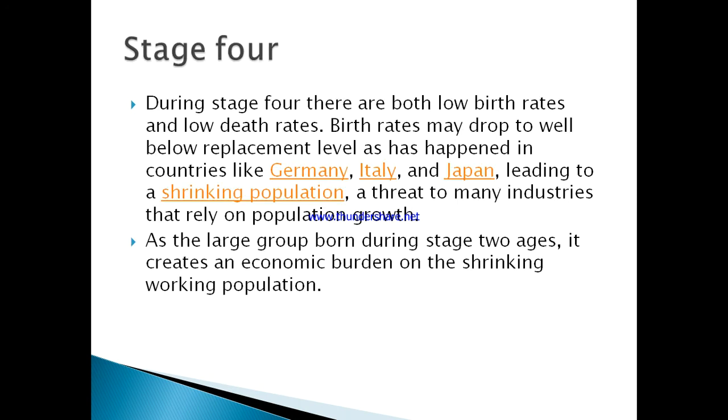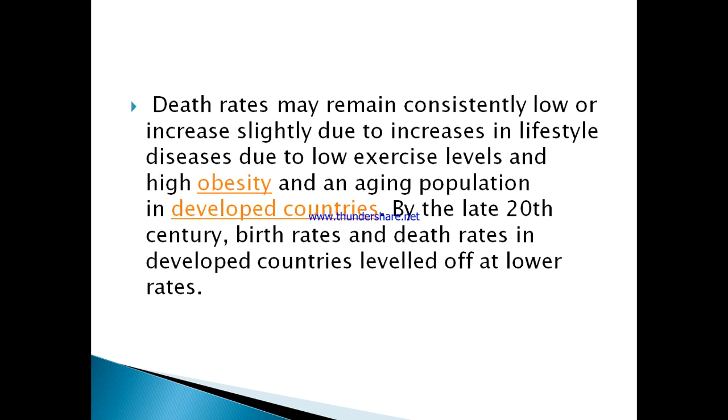Now, stage 4. During stage 4, there are both low birth rates and low death rates. Birth rates may drop to well below replacement level, as has happened in countries like Germany, Italy, and Japan, leading to a shrinking population, a threat to many industries that rely on population growth. As the large group born during stage 2 ages, it creates an economic burden on the shrinking working population.